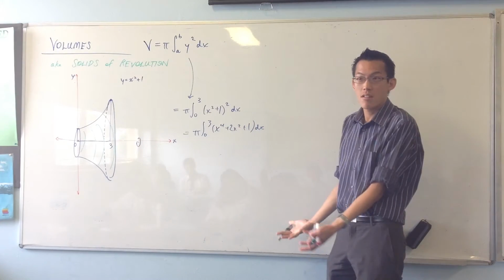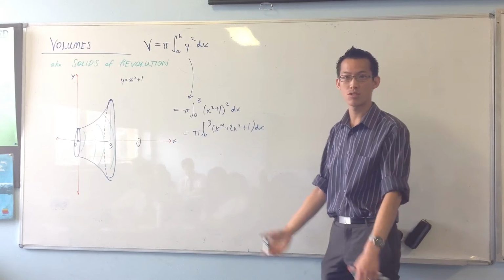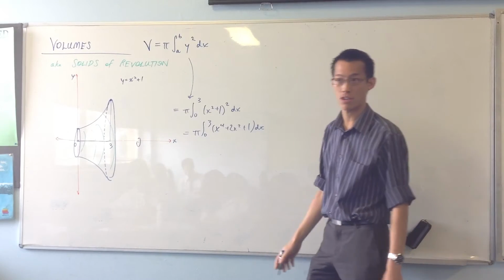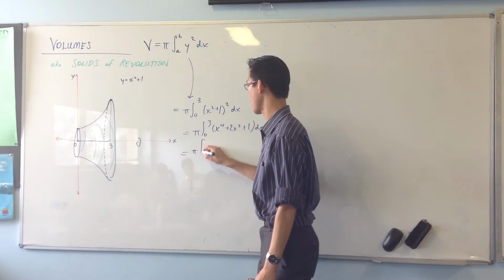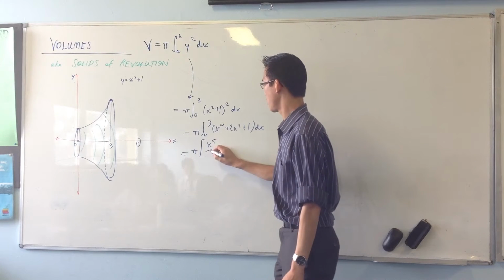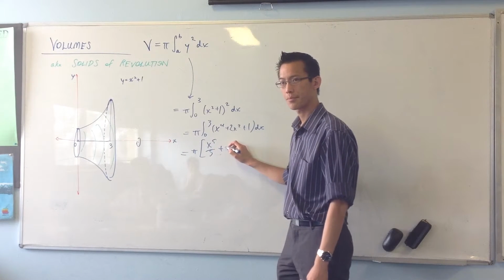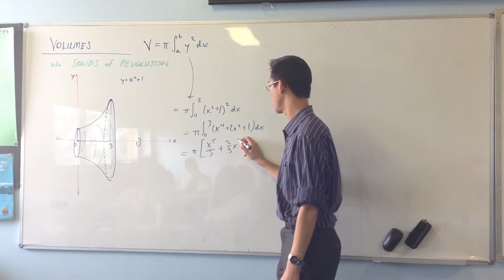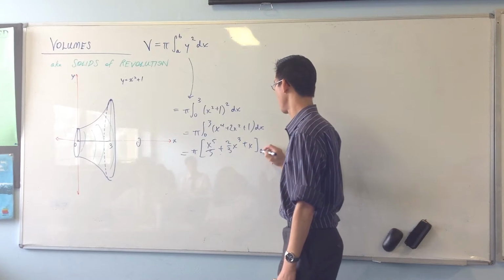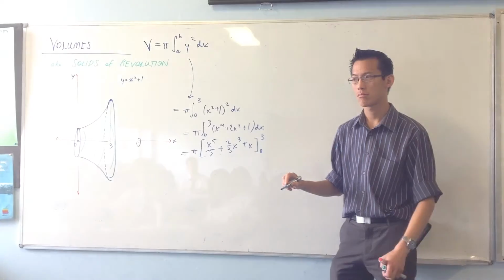Okay, and then from this point, there's nothing unusual about it. You could treat this just like any other definite integral that you have to work out. Okay, so this is pi from this. What's that going to be? 2/3. Plus x from 0 to 3.